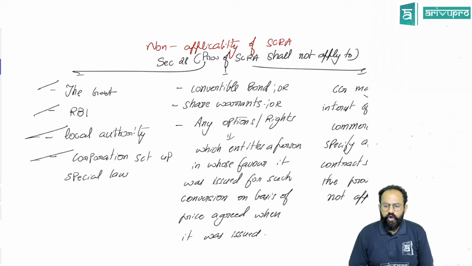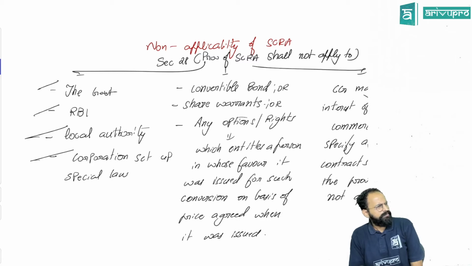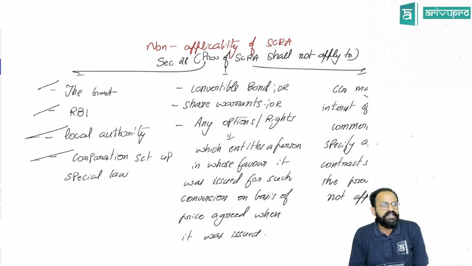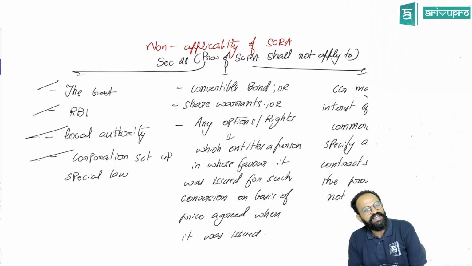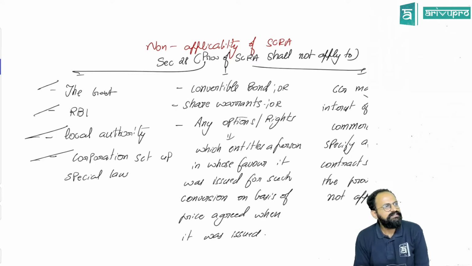The next one, people, corporation set up by special law. What is this? Statutory companies. What is an example? ICSI. ICSI, yeah. LIC. What is a statutory company? Sir, every company is a separate body.